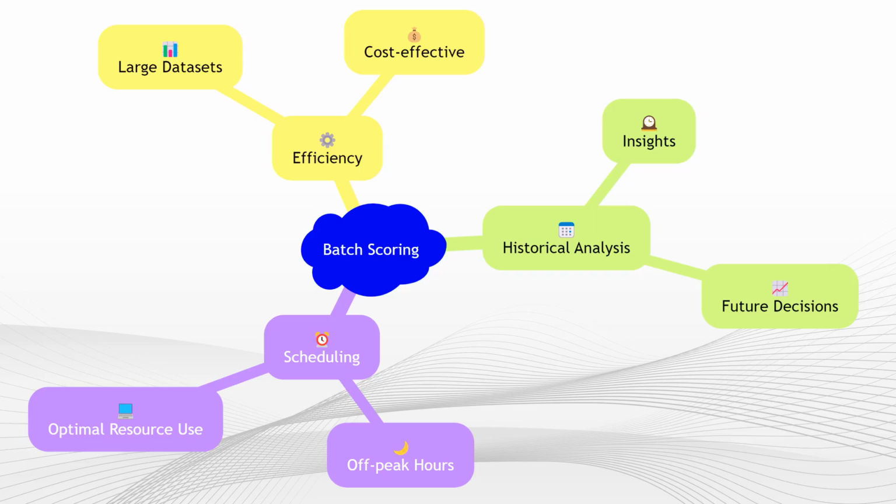processing tasks. Batch scoring is crucial for several reasons. Firstly, it allows for the efficient processing of large data sets, which is often more cost effective than real time scoring. Secondly, it enables the analysis of historical data, providing insights that can inform future decisions. Lastly, batch scoring can be scheduled to run during off peak hours, minimizing the impact on system performance and ensuring that resources are used optimally.